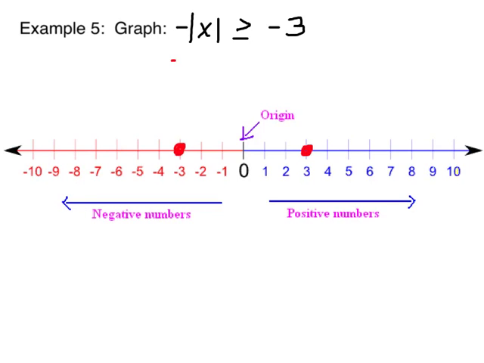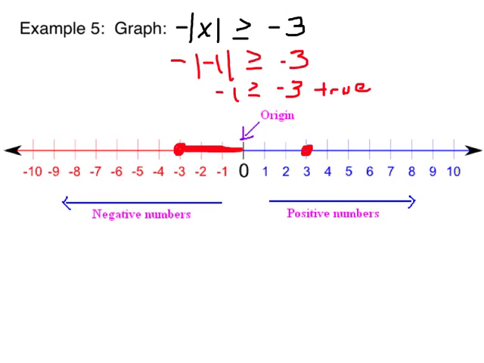Let's say negative 1. The opposite of the absolute value of negative 1 is greater than or equal to negative 3. Alright, the absolute value of negative 1 is 1, and the opposite of 1 is negative 1. Is negative 1 greater than or equal to negative 3? Yes, it is. That is a true statement. So we know that any of these are going to fit in our solution set.